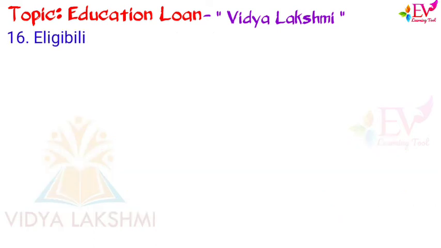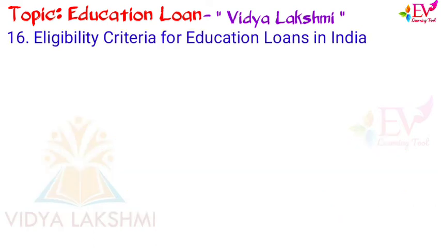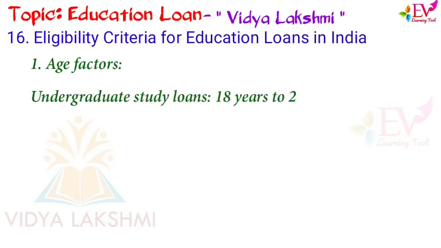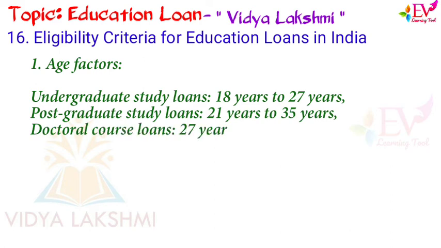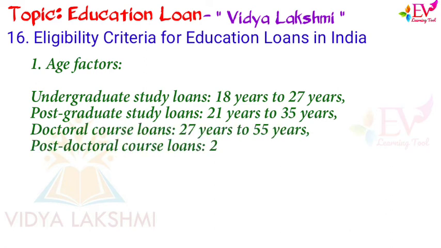16. Eligibility criteria for education loans in India. Mentioned below is the general eligibility criteria for education loans in India. 1. Age factors: undergraduate study loans, 18 years to 27 years; postgraduate study loans, 21 years to 35 years; doctoral course loans, 27 years to 55 years; postdoctoral course loans, 27 years to 65 years.